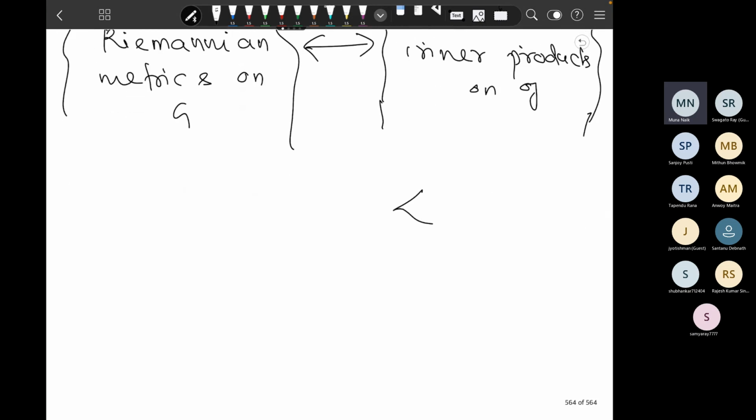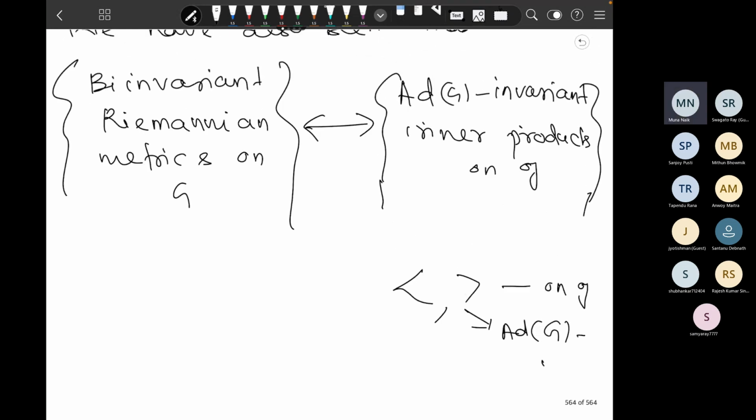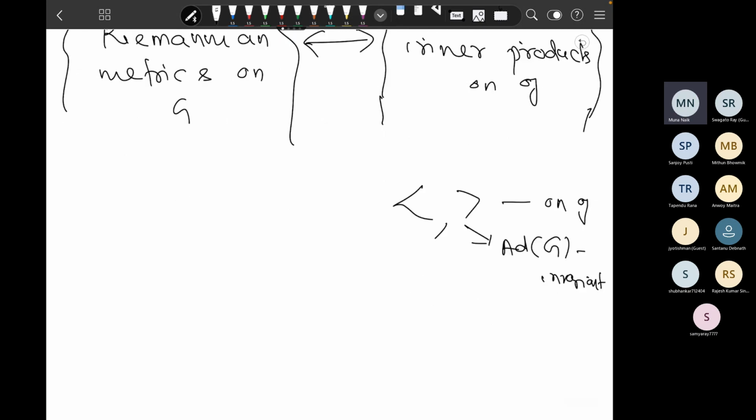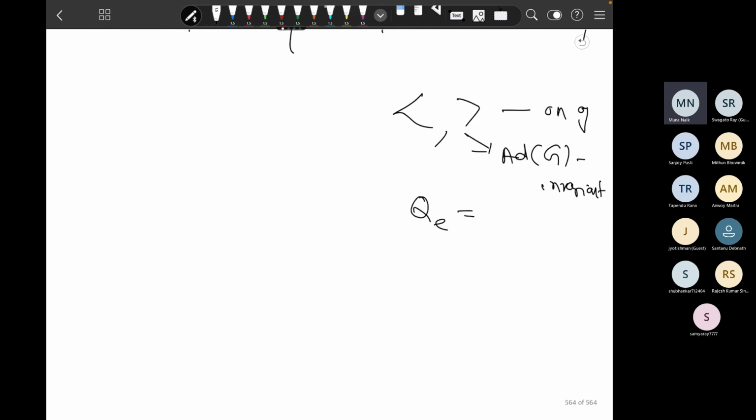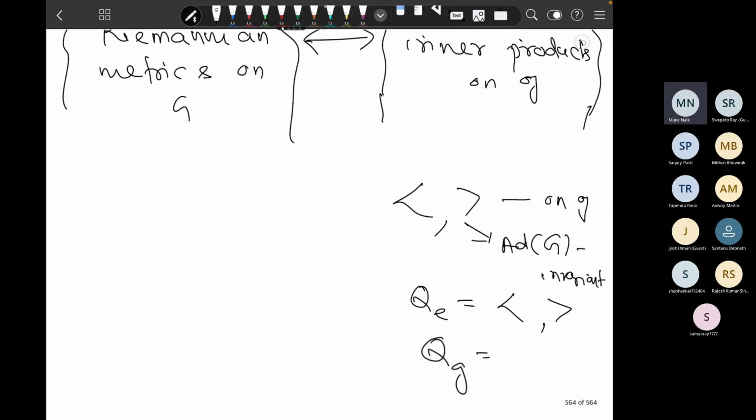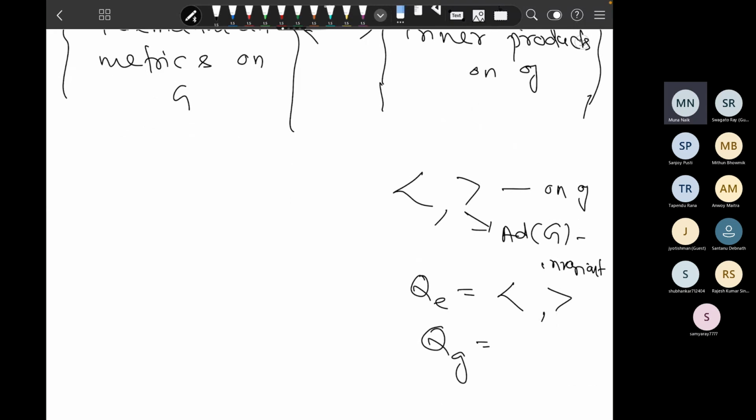So you fix an Ad(G)-invariant inner product on the Lie algebra of G. This is Ad(G)-invariant. So you define this Q by this inner product and use the left translation by G to define the Riemannian metric on G. Okay. So this is the way we have done.